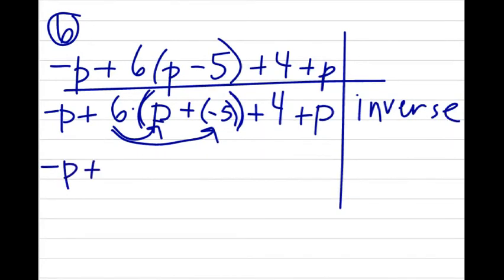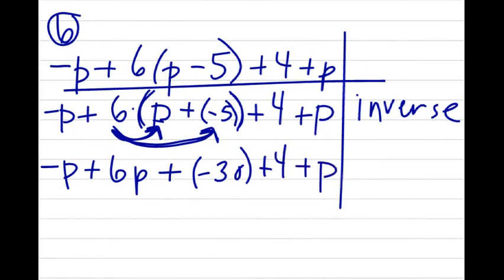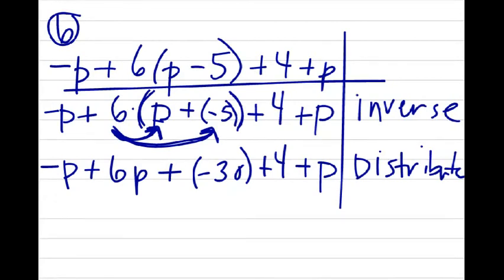So I'm going to copy down what I'm not changing. Now I have 6 times p is 6p plus 6 times negative 5, negative 30. Everything else comes down, plus 4 plus p. Distribute. Now I have no more multiplication. If you look from left to right, I have all addition. So now what we're going to do is we're going to look for like terms. So I'm going to circle all of my variables.